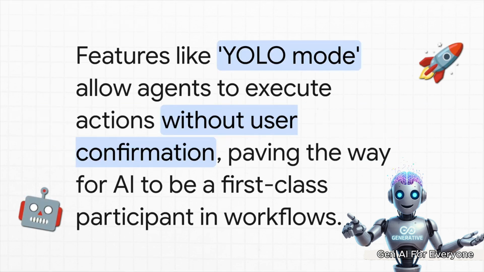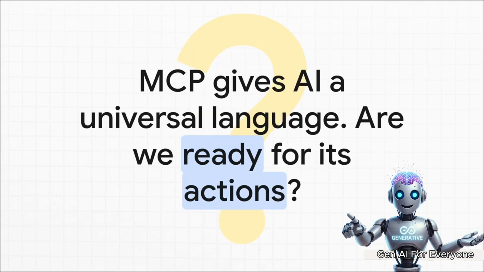And this standardization is really the foundation for the next big wave in AI, autonomous agents. We're already seeing features with names like YOLO mode in some tools, which lets an agent just execute actions without needing a human to okay every single step. This is what paves the way for AI to become a real participant in our workflows, like code reviews, without needing constant human babysitting. So, this leaves us with a big question, right?